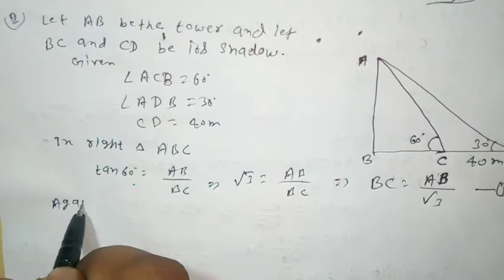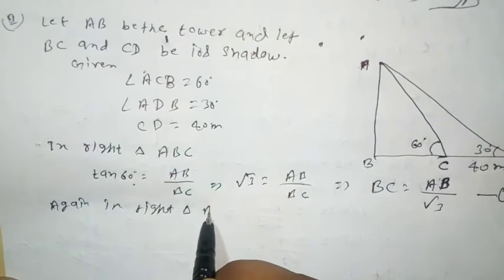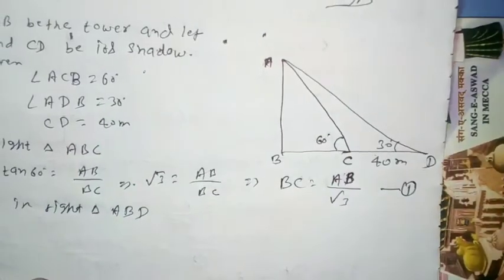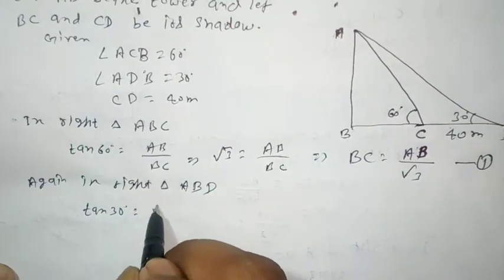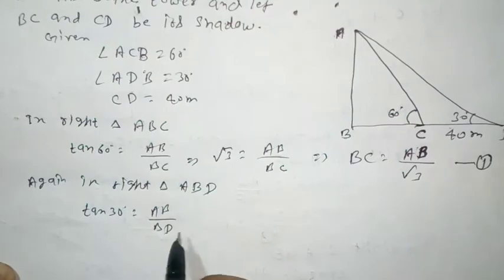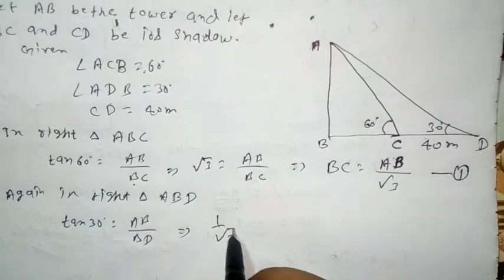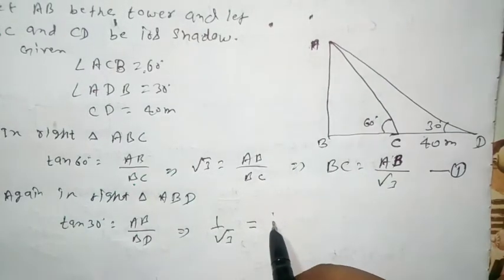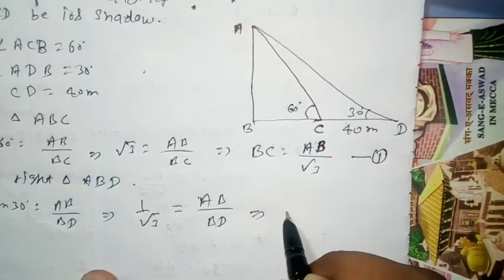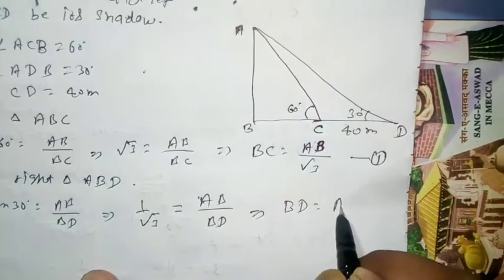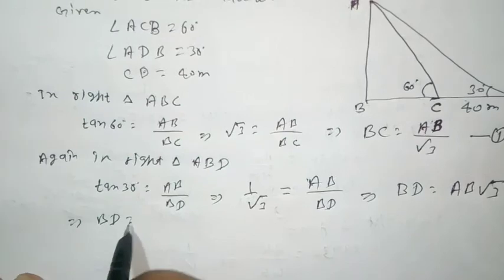Again in right triangle ABD, tan 30 degrees is equal to AB by BD. Implies the value of tan 30, 1 by root 3, is equal to AB by BD. Implies BD is equal to AB root 3.